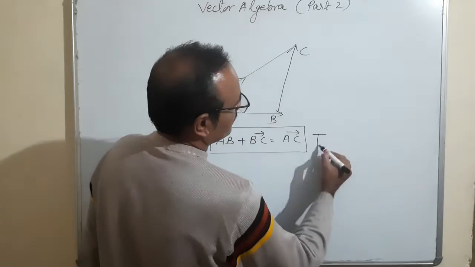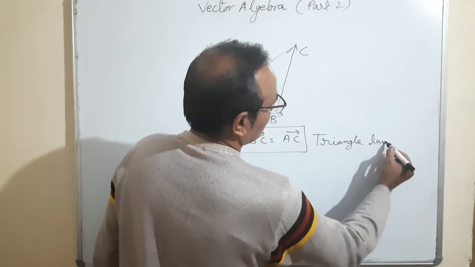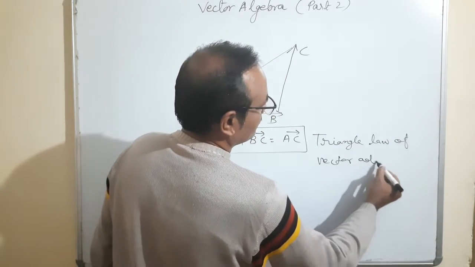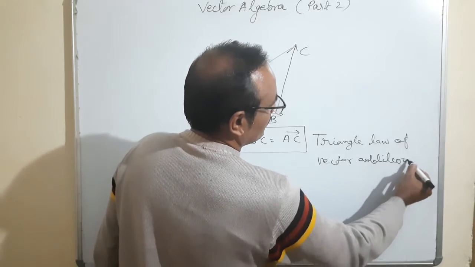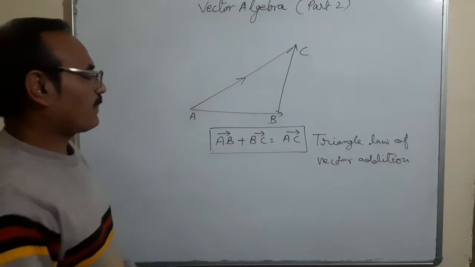What is it? Triangle law of vector addition. This is called the triangle law of vector addition.